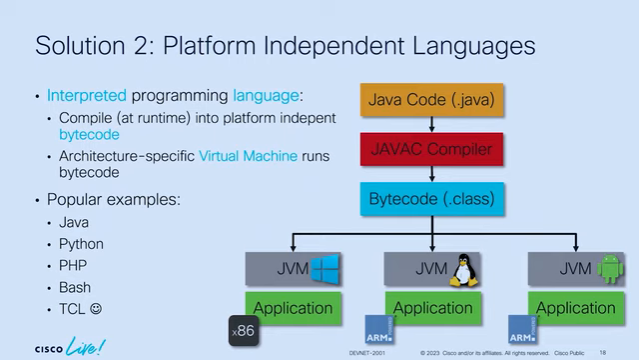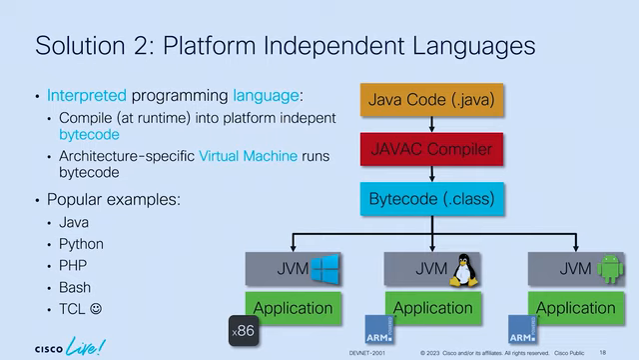Solution 2 is to use platform-independent languages. And that name, that definition, is a bit vague. It doesn't apply to all. But the idea is that you have an interpreted language. It could be compiled, but resulting in something architecture-independent. If we take Java, for example, which you typically compile into a class file, the result is architecture-independent.